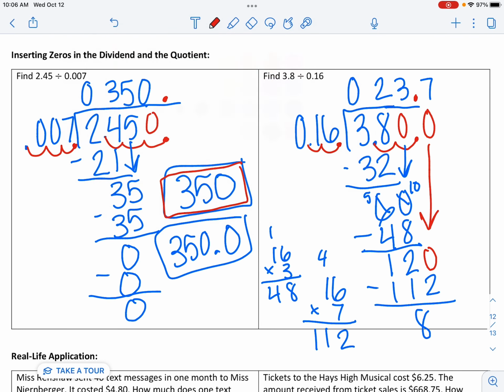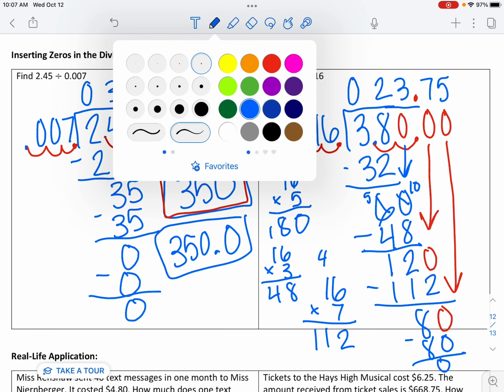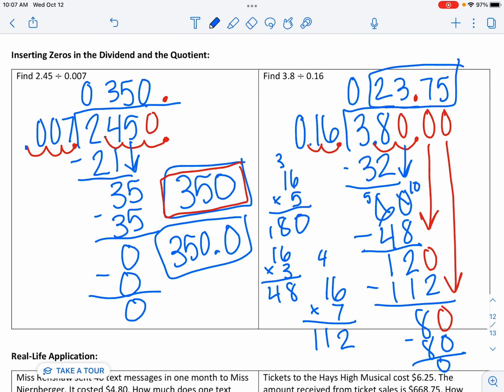Bring down another 0 because we did not get a 0. And then how many times does 16 go into 80? We know 16 times 2 is 32. 16 times 3 is 48. So let's try 16 times 5. 6 times 5 is 30. 5 times 1 is 5. Plus 3 is 8. So it goes in 5 times. And we get 5 times 16 is 80. And we get 0. So our answer is 23.75 hundredths. Right.